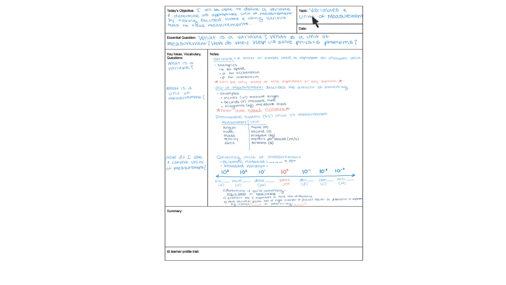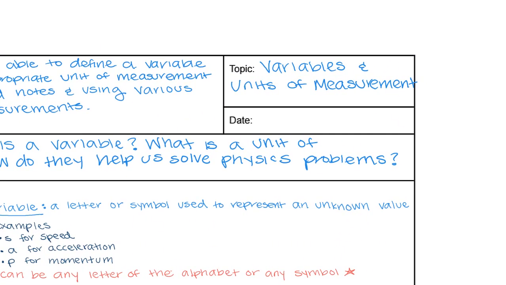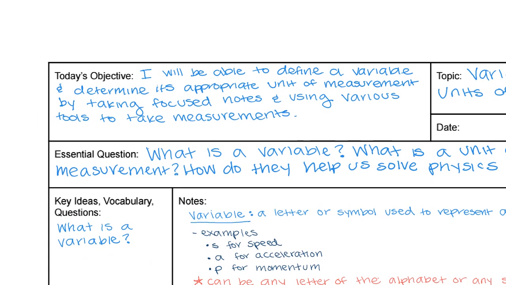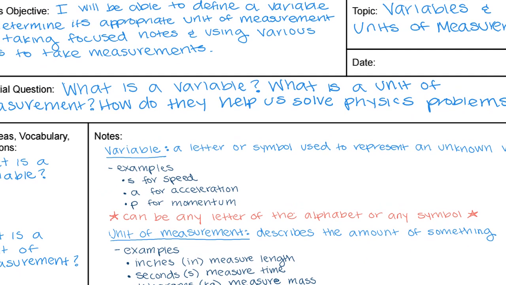Again, our topic is variables and units of measurement. I'm going to zoom in here so you can see that. I want you to write that in the top right corner of your notes. Our objective today is defining a variable and determining its appropriate unit of measurement by taking focus notes and using various tools to take measurements. I'm going to walk you through my notes, and as I do, I hope that you will record those notes in your own notebooks as well. I'm leaving the date blank. You all are taking notes on a certain day, so you can go ahead and fill in today's date there.